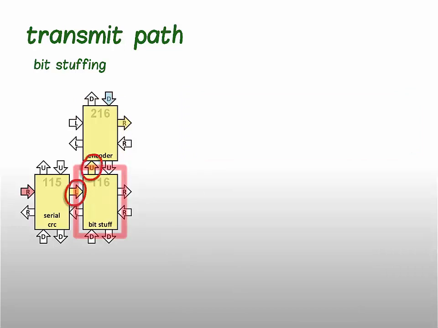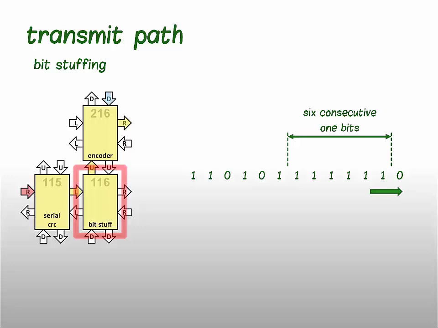Bit stuffing is carried out in node 116. It passes all data and commands from the left port to the up port. The bit stuffing algorithm is simple. Let's say that this is a stream of bits passing through the node. When it encounters six consecutive 1 bits, it just inserts a 0 bit into the stream.